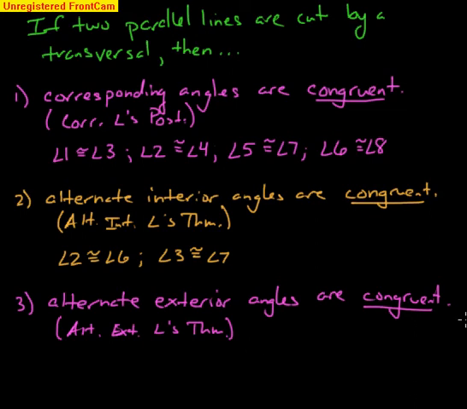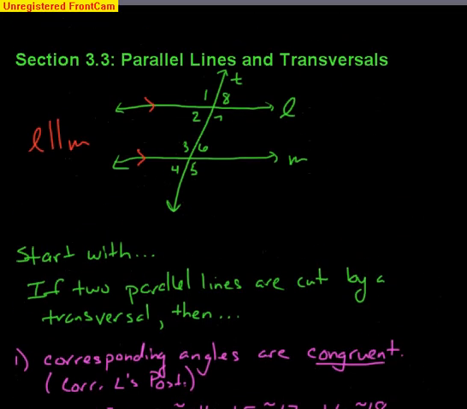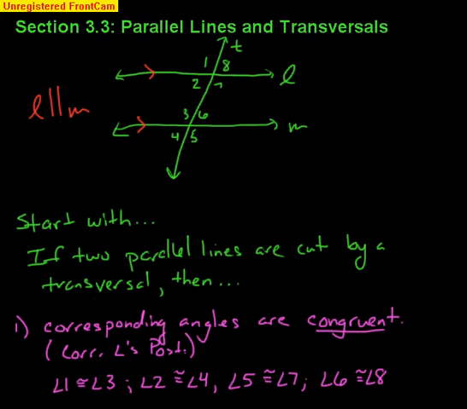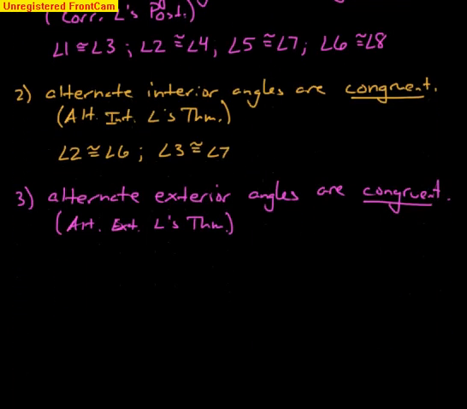Okay. And again, if we look at the top here, our alternate exterior angles are 1 and 5, and 4 and 8. Those pairs are going to be congruent. Angle 1 is congruent to angle 5. Angle 4 is congruent to angle 8.